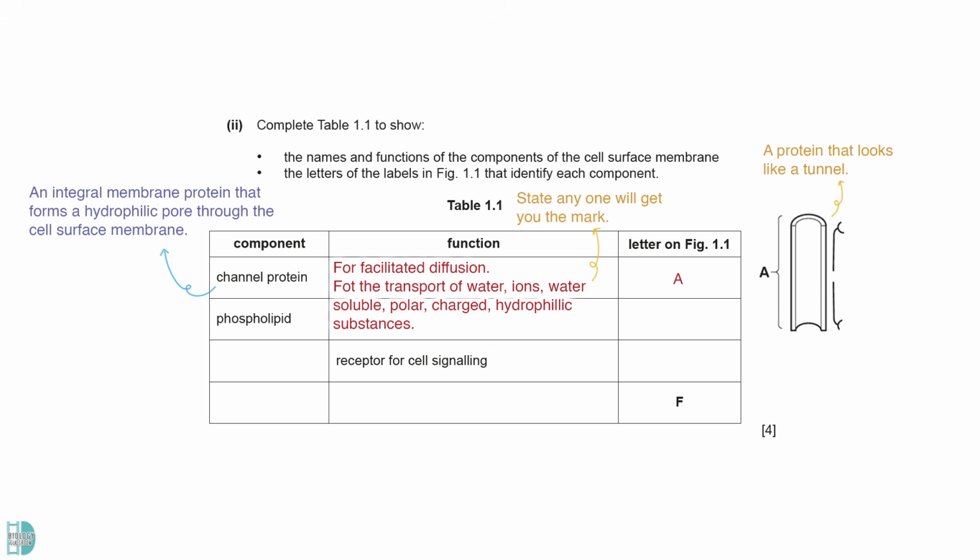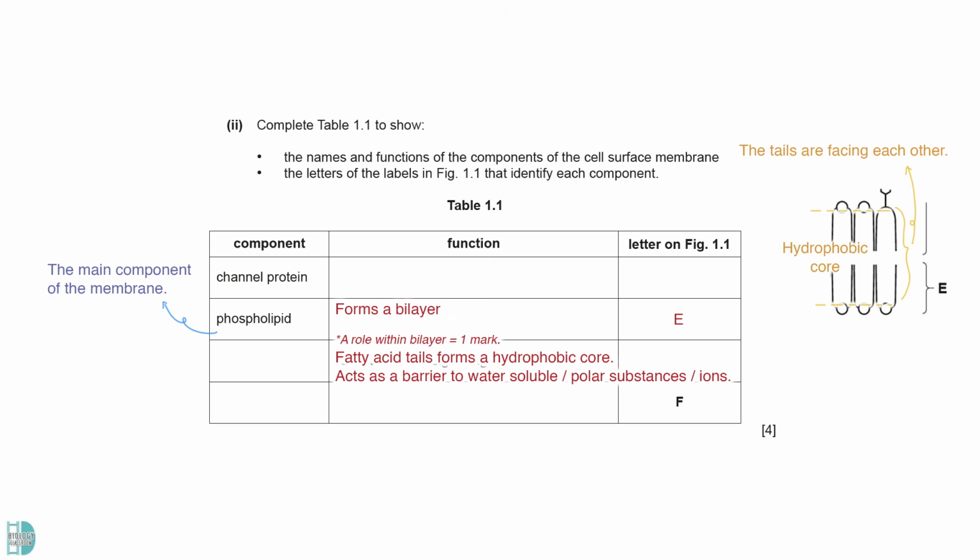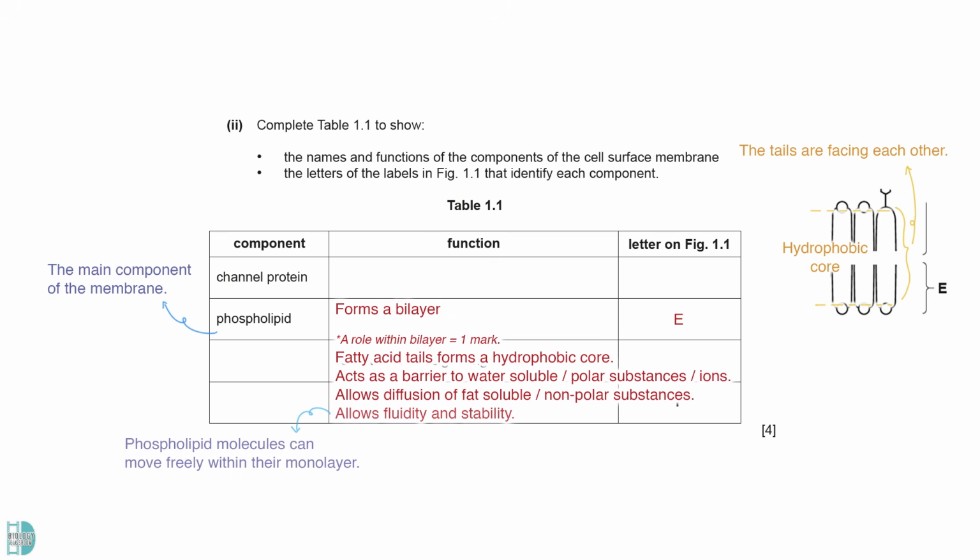A in the diagram that looks like a tunnel is a channel protein. E, the phospholipid, is the main component of the membrane. It forms a bilayer, with its fatty acid tails facing each other. The tails form a hydrophobic core, which acts as a barrier to water-soluble or polar substances. Fat-soluble and non-polar substances are allowed to diffuse through. Phospholipid molecules can move freely within their monolayer. This gives rise to the fluidity of the membrane.